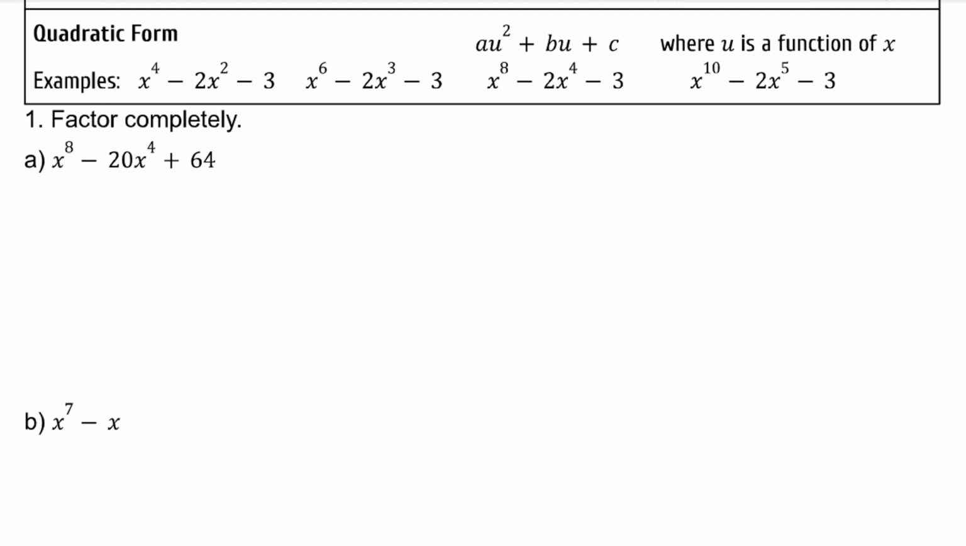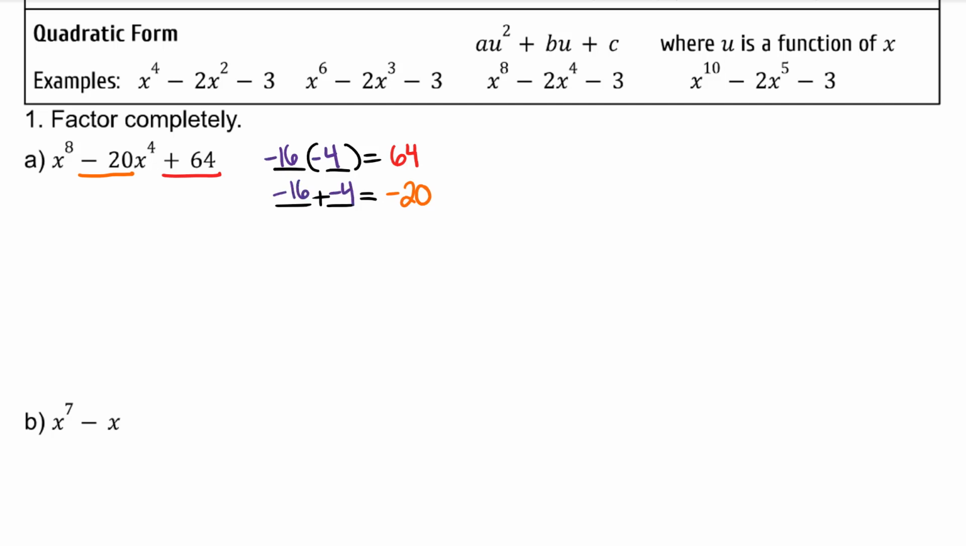First, I need to notice that it's quadratic form, and then I'll try to figure out what two numbers multiply to give me 64 and add to give me negative 20. Those factors would be 16 and 4. To add up to be negative 20, it would need to be negative 16 and negative 4.